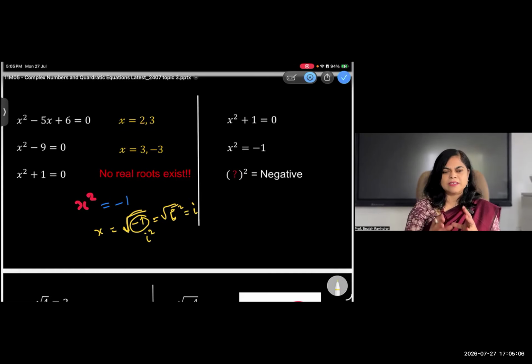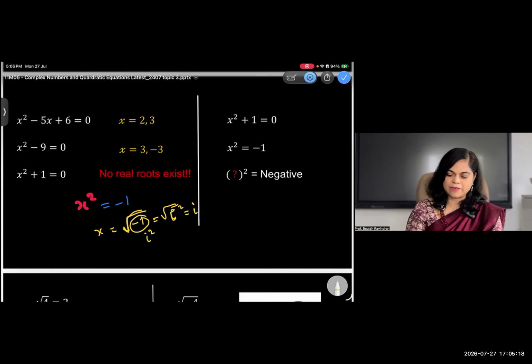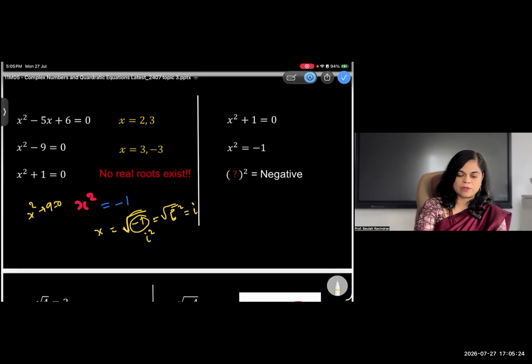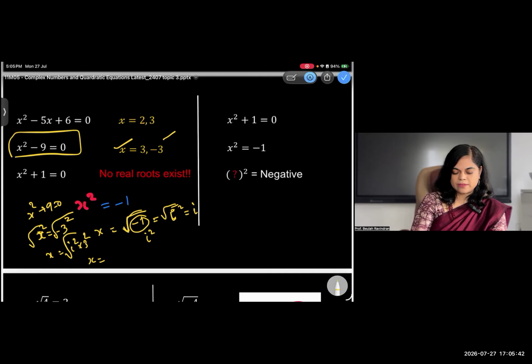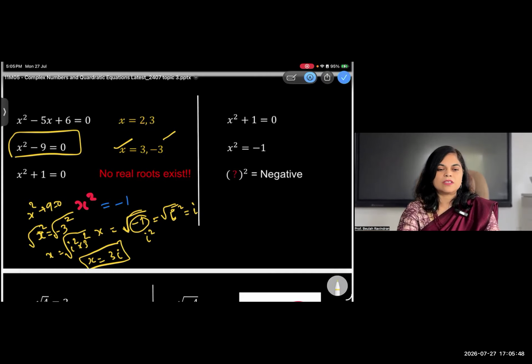Think of this I as a secret agent. It lives in a parallel dimension. Whenever you see a negative sign trapped inside a square root, you can pull it out as an I. For example, if it is x square plus 9 equal to 0, if it is x square minus 9, you can easily find the answer. If it is plus 9, then x square is equal to -3 square, so you can write I square into 3 square. Then x is equal to 3i. Like that you can write. Clear?